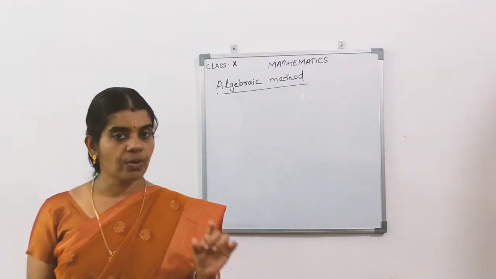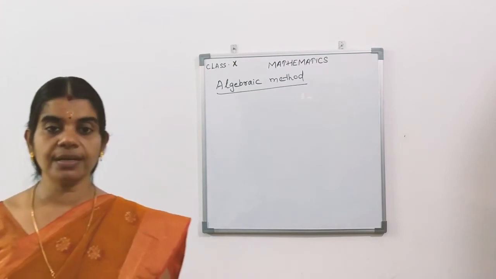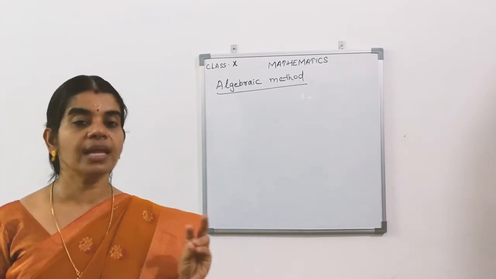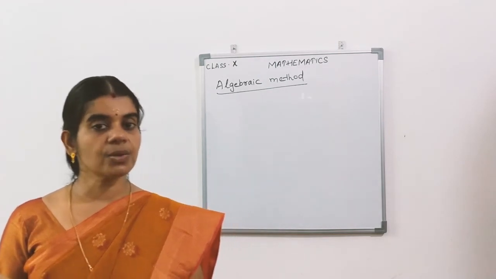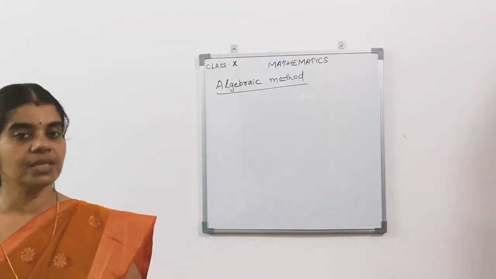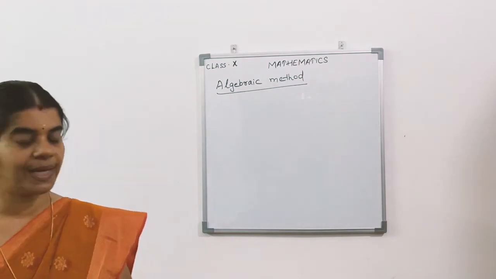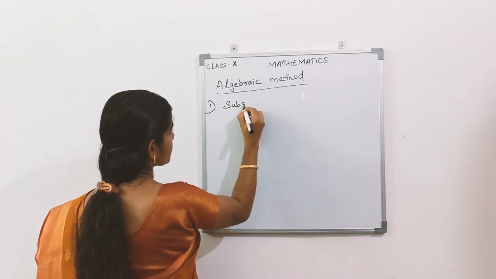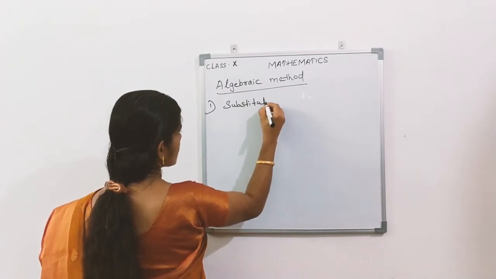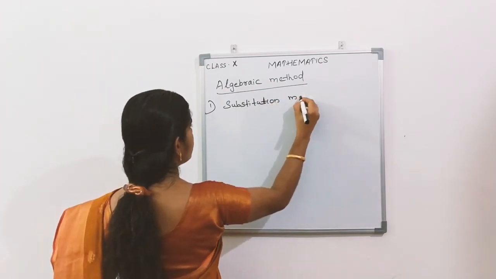In the text already three methods are there. First method is substitution method, second one elimination method, third one is cross multiplication method. But this cross multiplication method is deleted portion, therefore you want to study these two methods only. First method is substitution method.